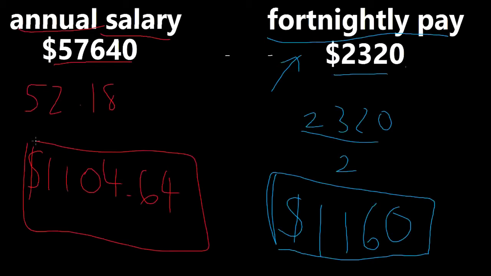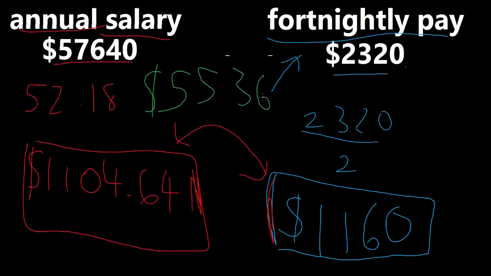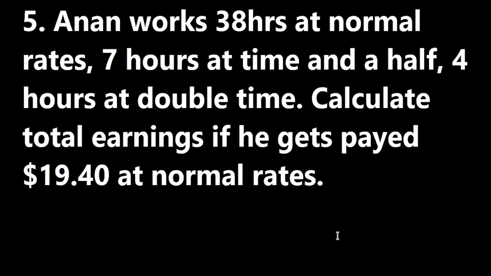So we're not taking into account things like annual leave and all that kind of stuff here, but purely looking at this, now all we need to do is take the difference of the two. So we get our larger one, which is going to be this one here, and we're going to take away our smaller one. So the difference between the two is $55.36.